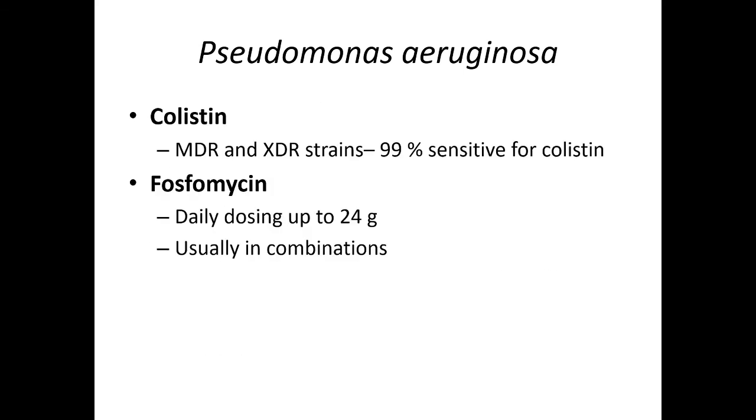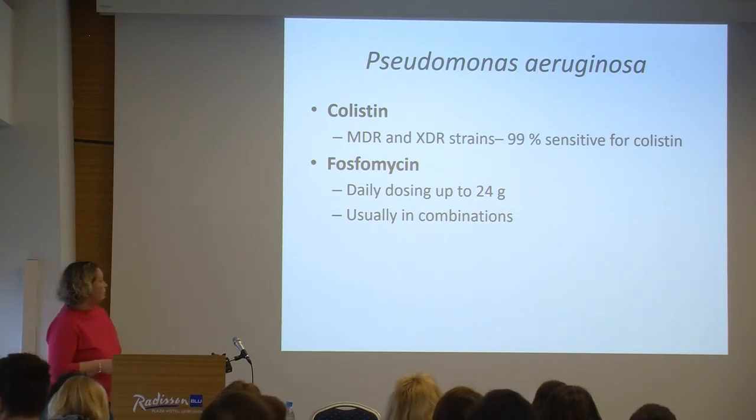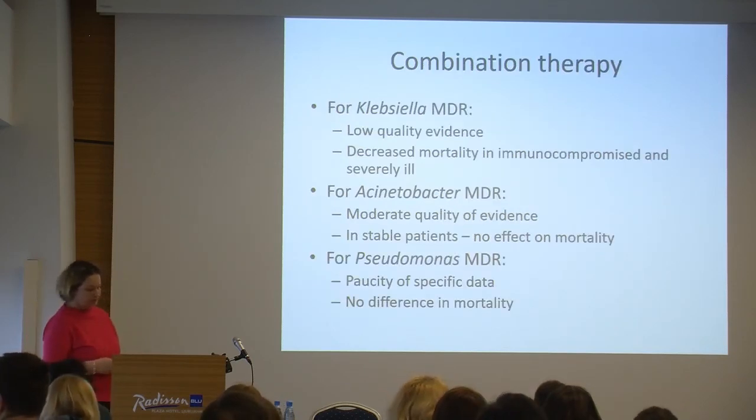The majority of Pseudomonas is sensitive to colistin. There are just some cases where there is resistance to colistin. So this is the backbone for the treatment of MDR Pseudomonas. Fosfomycin is usually used in combination, and the dose can be increased up to 24 grams.